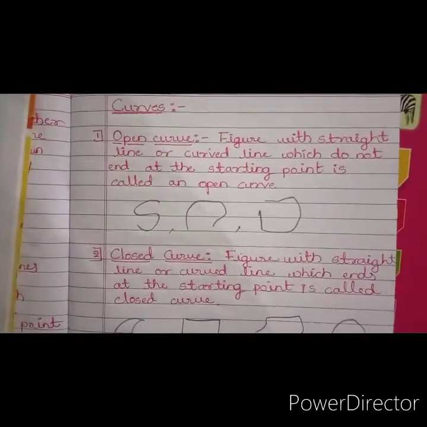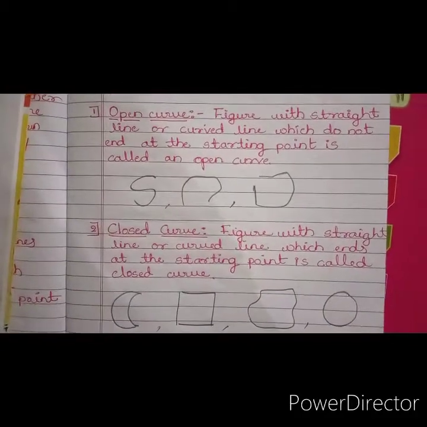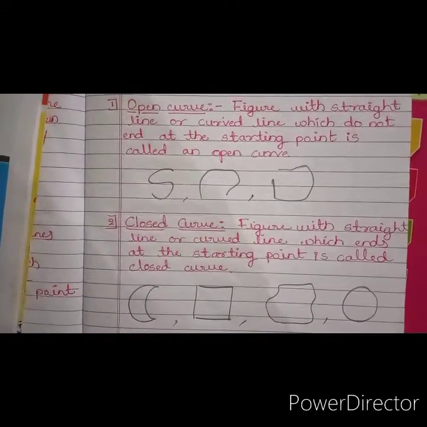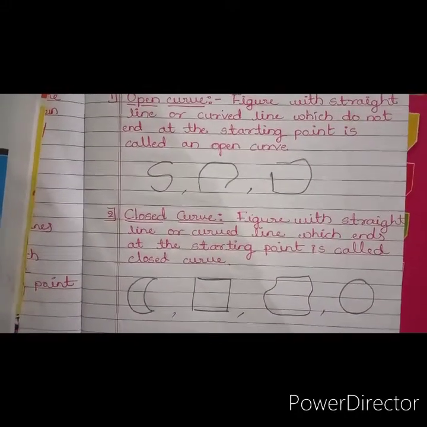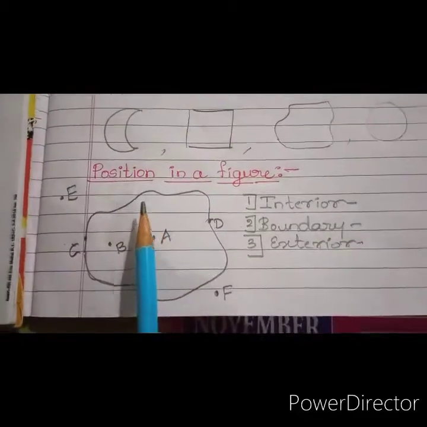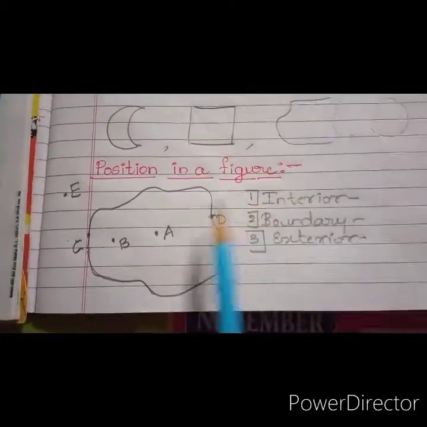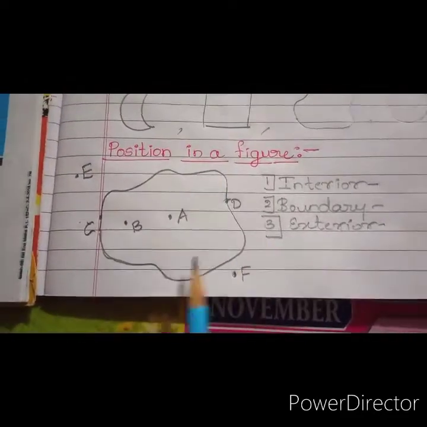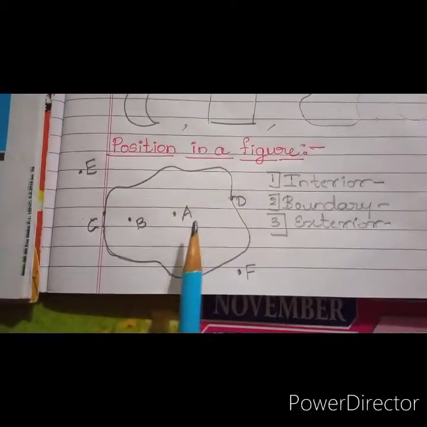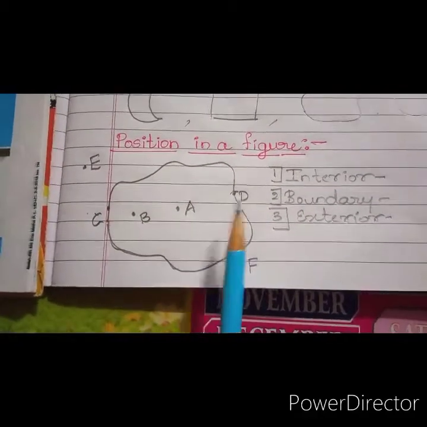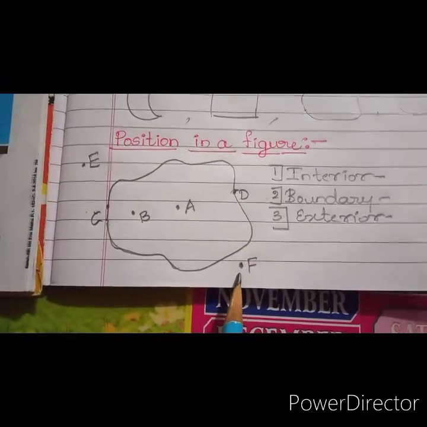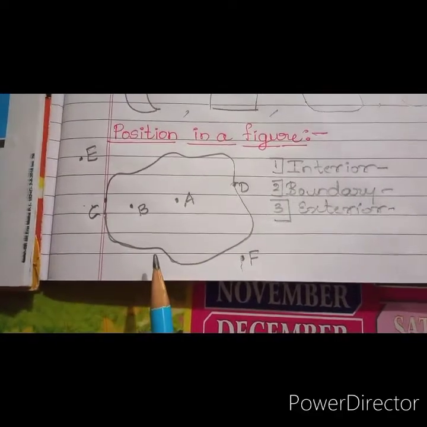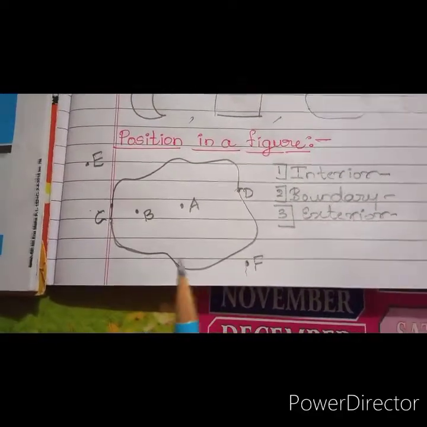Second one, closed curve: a figure with a straight line or a curved line which ends at the starting point is called a closed curve or closed figure. Next one is position in a figure. So see here, children, here one figure is there. Consider a figure, and in that figure some points are there, A, B, C, D, E and F. So these points are in different positions.